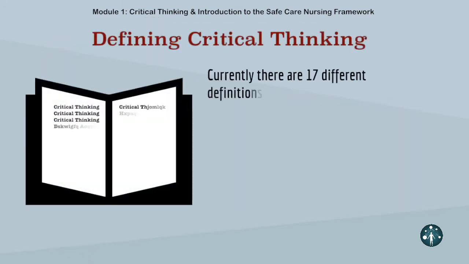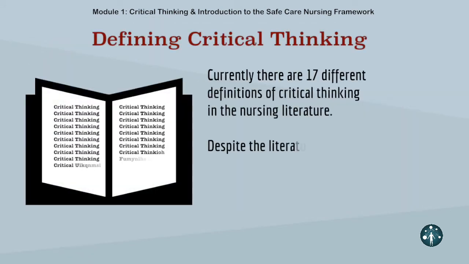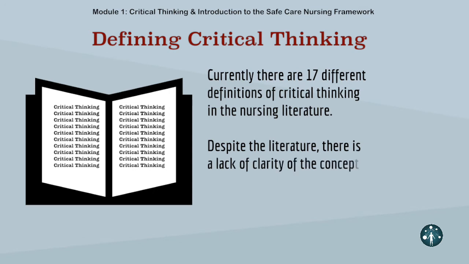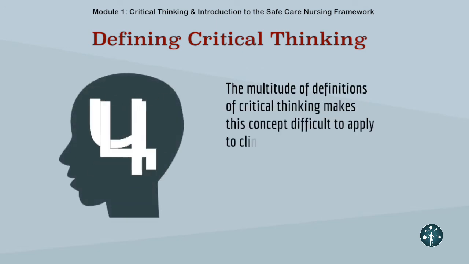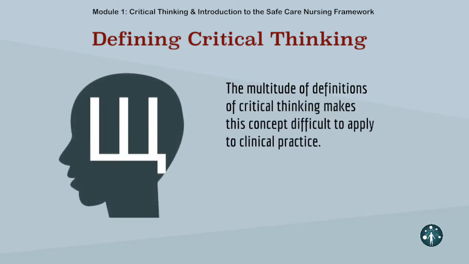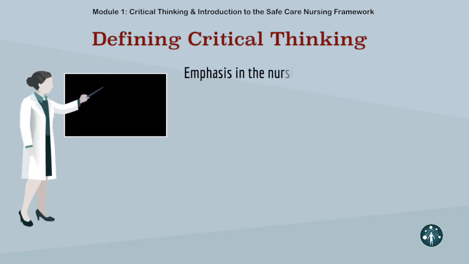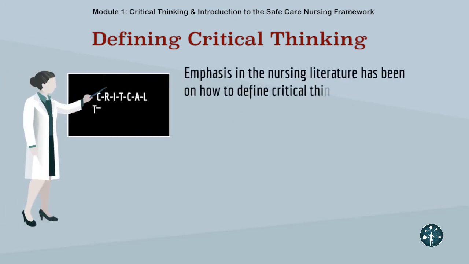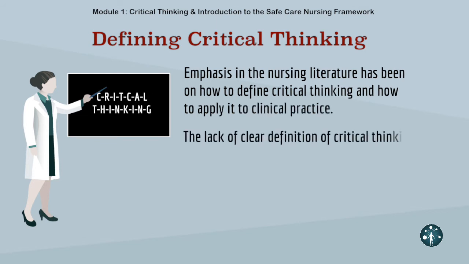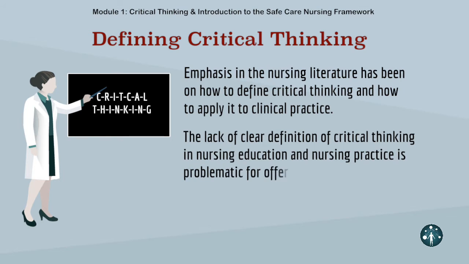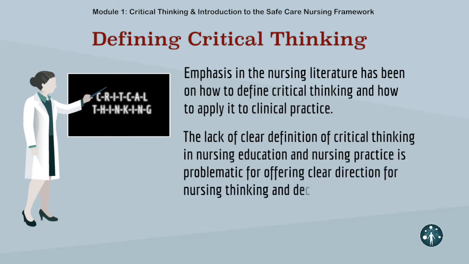Currently, there are 17 different definitions of critical thinking in the nursing literature. Despite the literature, there is a lack of clarity of the concept to date. The multitude of definitions of critical thinking makes this concept difficult to apply to clinical practice. Emphasis in the nursing literature has been on how to define critical thinking and how to apply it to clinical practice. The lack of a clear definition of critical thinking in nursing education and nursing practice is problematic for offering clear direction for nursing thinking and decision-making.